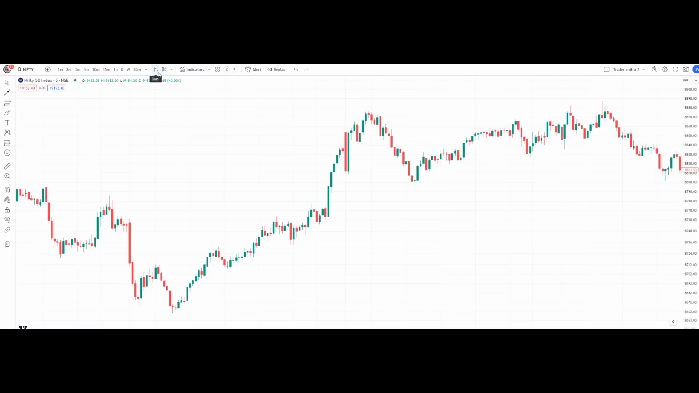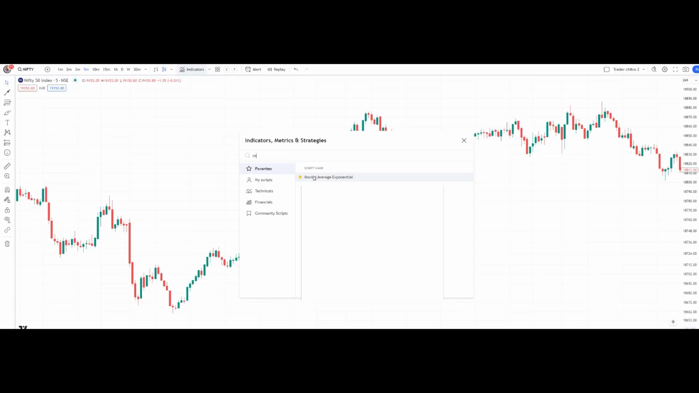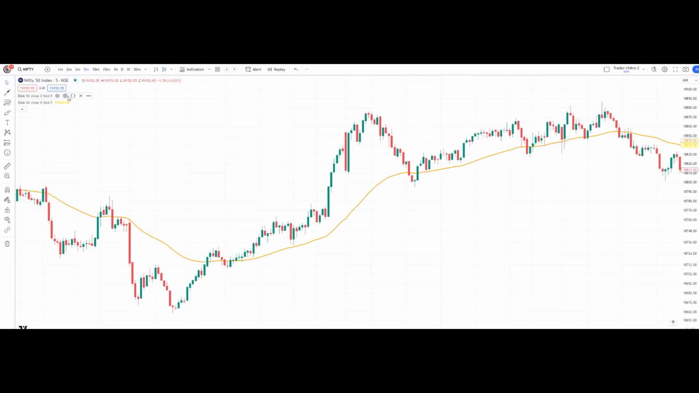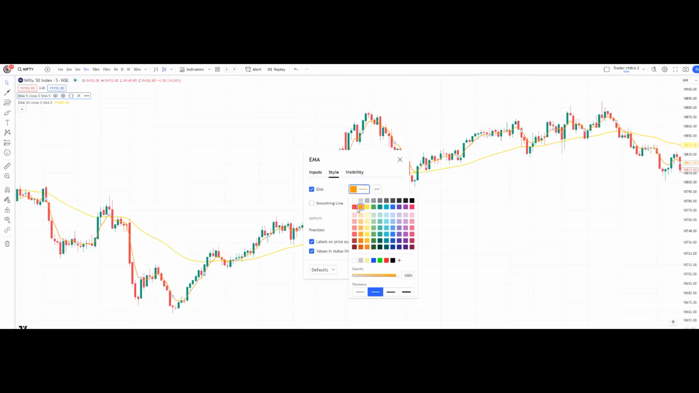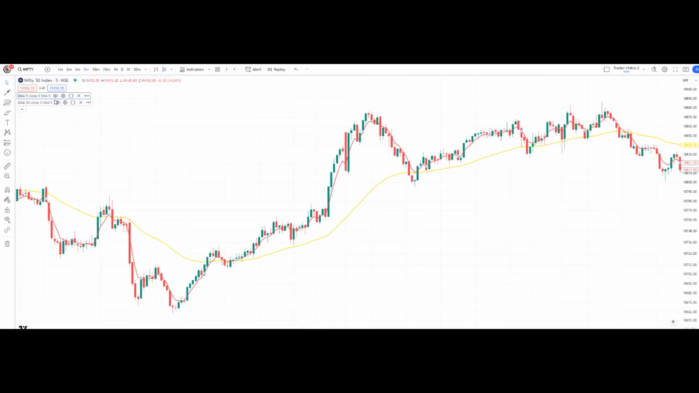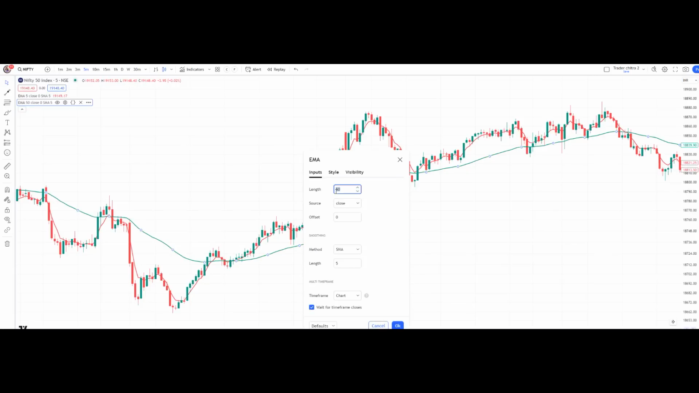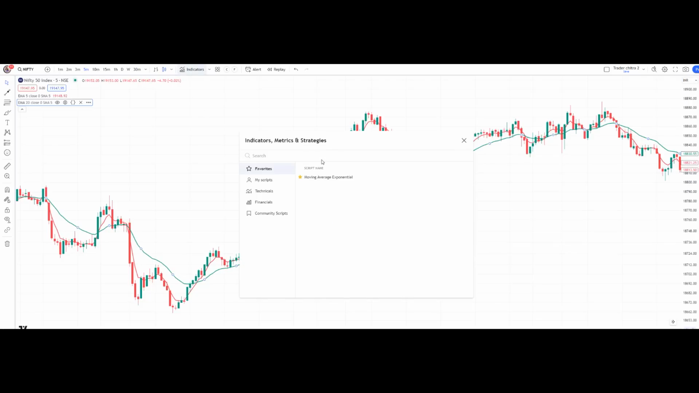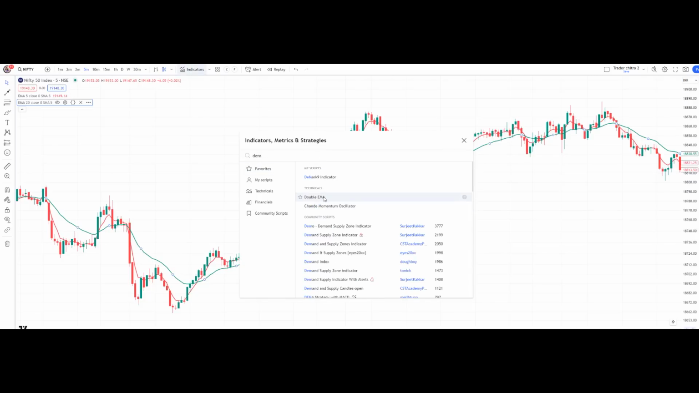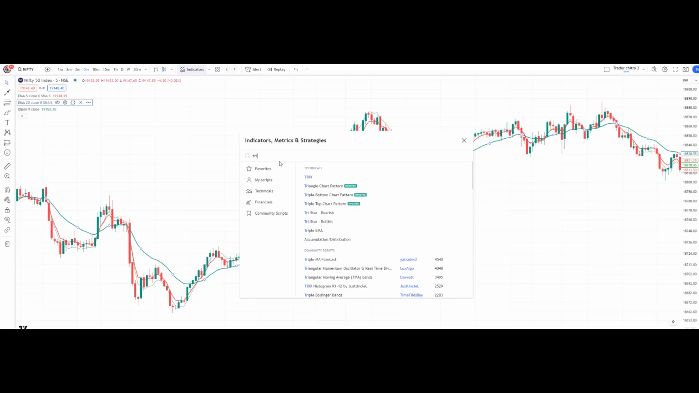Now we'll see the indicators for our strategy. First we need 2 moving averages. The first moving average we are going to add is the 5 EMA. And the second EMA is the 20 EMA. Then click on OK. And we are going to add the DMA, that is double EMA. Here we can see an option called double EMA. Click on this. And one more indicator we need is triple EMA.